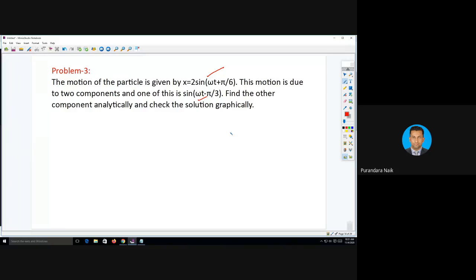So one component, okay. See here we have two different components. If we add those two components, that is x1 plus x2, we'll get x. So x is given here. x1 is given. x2 we need to find out. Find the other component and check the solutions graphically. You need to check the solution graphically.